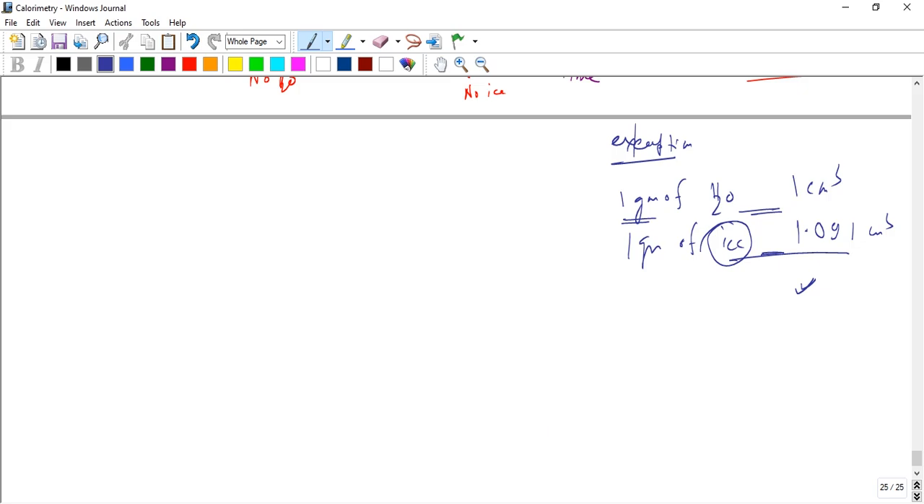Okay, the effect of pressure on the melting point. Another important point: effect of pressure on the melting point. What happens when pressure is increasing or decreasing? If pressure is increasing, the melting point decreases.